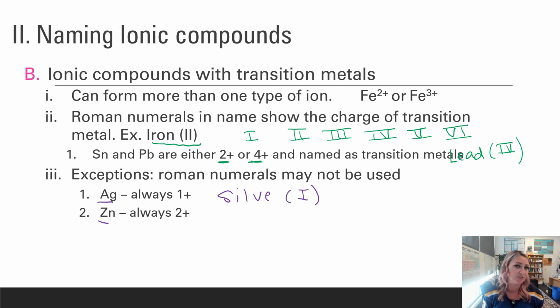Zinc always has a +2 charge. So that is something to keep in mind, that you may not see that for those, even though they're transition metals, because they don't have more than 1 charge.